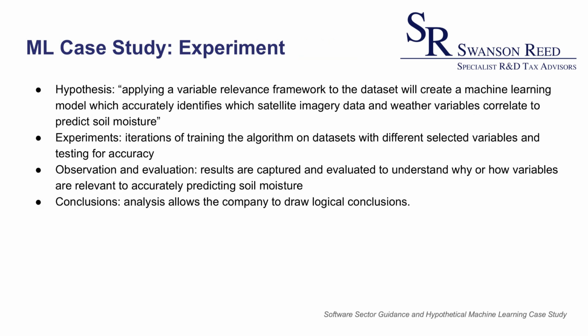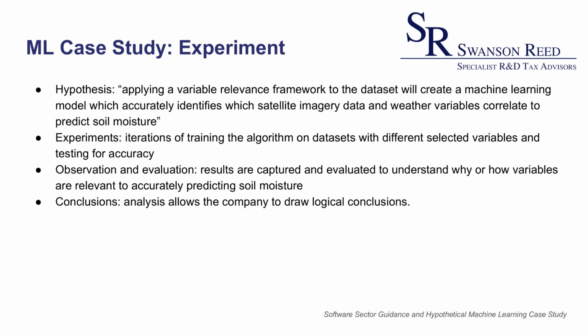The hypothesis being tested as part of the R&D was documented. The guidance notes that it is hypothesized that applying a variable relevance framework to the dataset will create a machine learning model which accurately identifies which satellite imagery data and weather variables correlate to predict soil moisture. The company runs its experiments with the variable relevance framework while training the machine learning model.